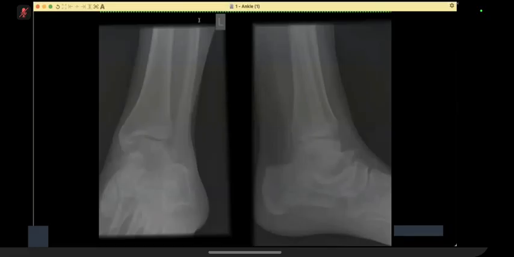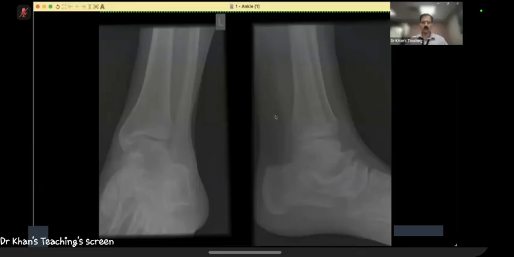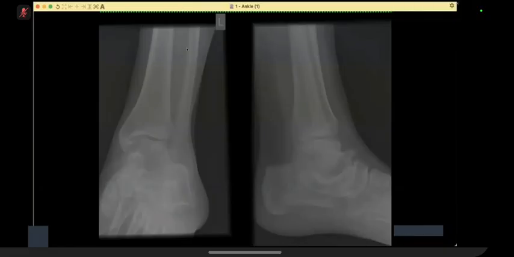Potentially, it could be a variant, but this patient's symptomatic, so I'm inclined to include other things. There is no real periosteal reaction to this. It's just a bony outgrowth, so it could be a benign entity. Young age group, what comes to your mind? I'm not sure at this point.